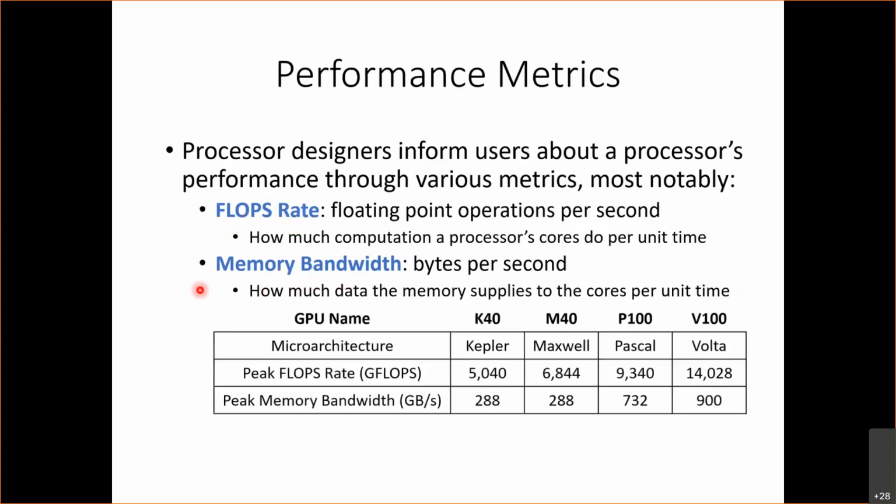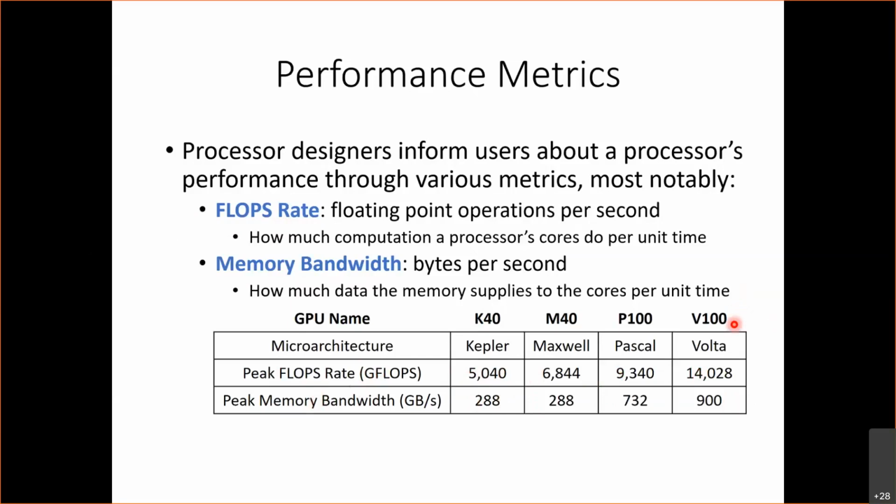So if you look at different generations of GPUs recently, you can see how the peak flops rate has changed. Obviously, there's been quite an increase. And you can see how the peak memory bandwidth has changed. So also there's quite an increase.